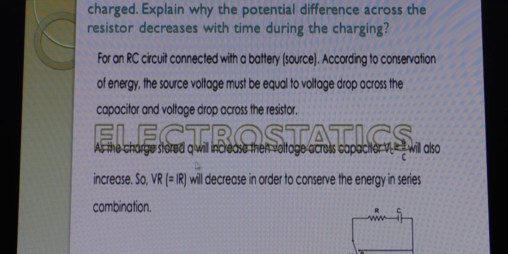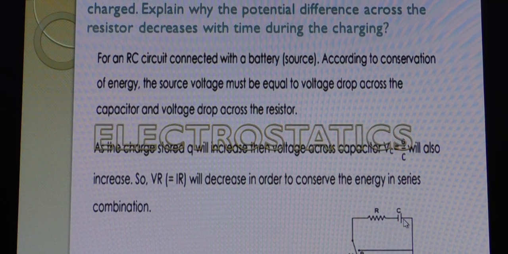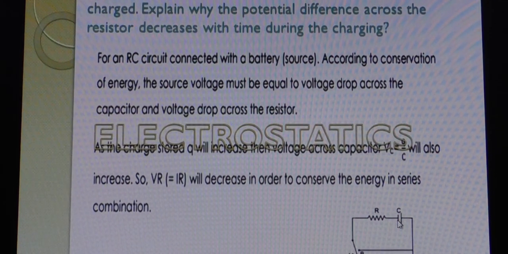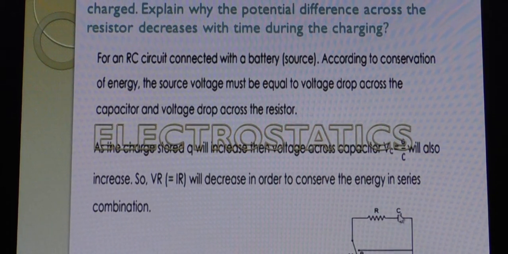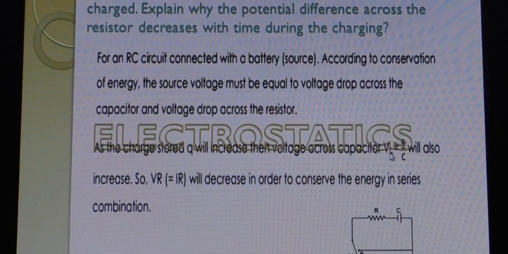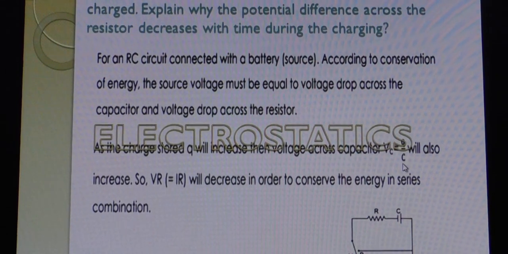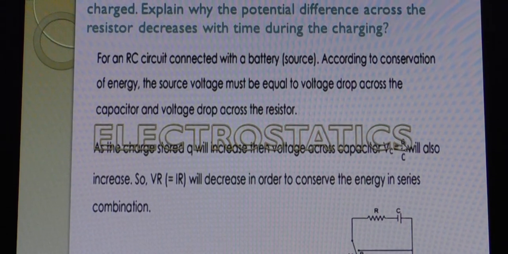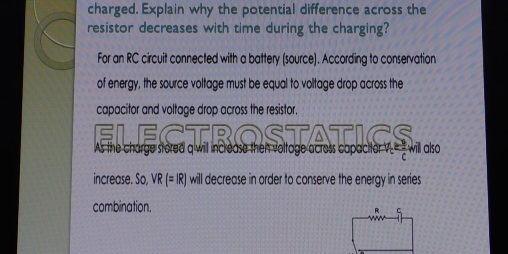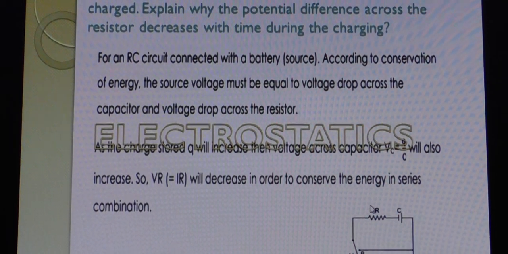As the stored charge Q increases, the voltage across the capacitor increases, that is Vc is equal to Q over C. What is Vc? Vc is the voltage or the potential drop across the plates of the capacitor, given by Vc equal to Q over C, where Q is the charge stored at the plates of the capacitor, and C is the capacitance of this capacitor which is connected in series with R.